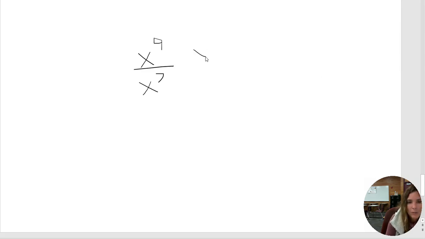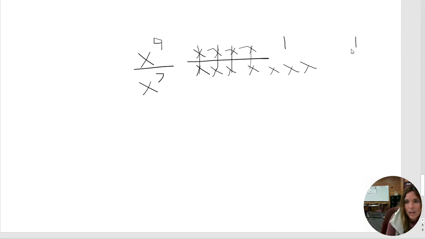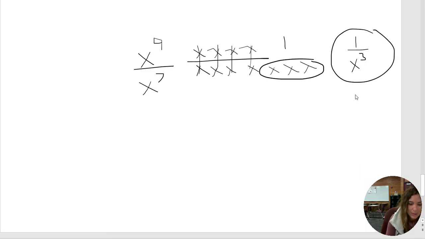Okay, x to the 4th, 1, 2, 3, 4, over x to the 7th, 1, 2, 3, 4, 5, 6, 7. So when these cancel to a 1 right here, there's only a 1 left on top. 1 over x to the 3rd power. And you need to write it just like this. The 1 on top and the x to the 3rd on the bottom.